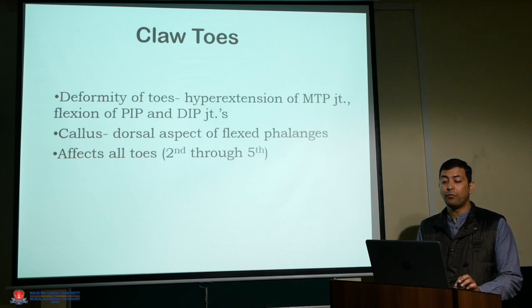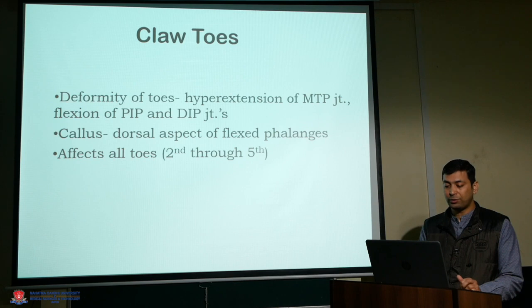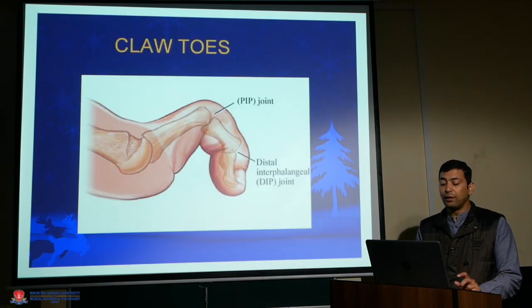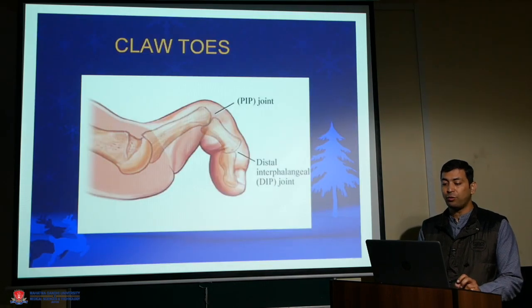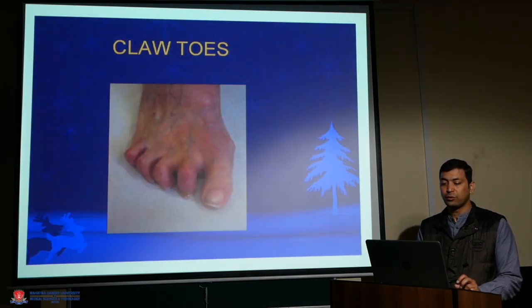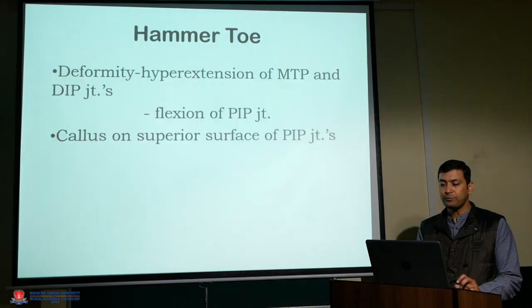Claw toe is a deformity of the toe: hyperextension of the metatarsophalangeal joint, flexion of the PIP joint and DIP joint, callus on the dorsal aspect of the flexed phalanges, affecting all toes, especially the second toe and fifth toe. You can see the picture of extension of the metatarsophalangeal joint and flexion of the PIP and DIP joint. So just you can see the claw toe.